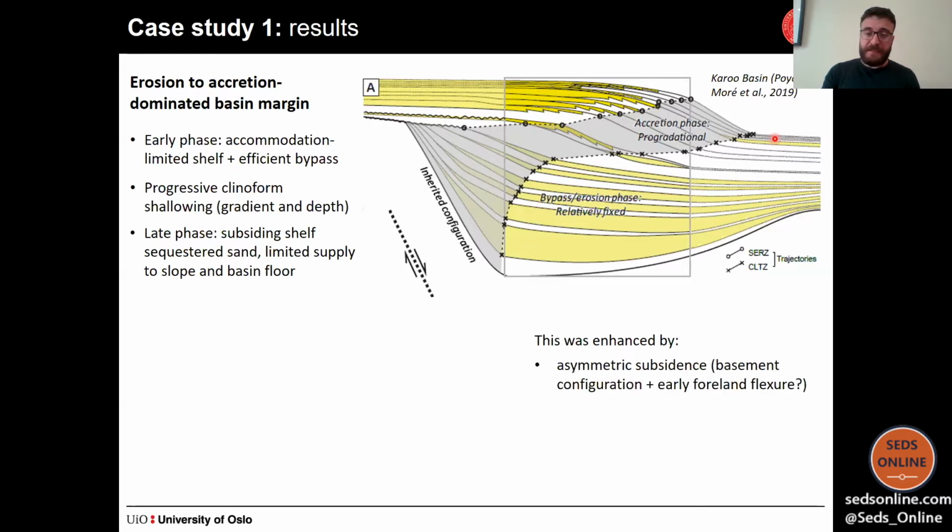And this was enhanced by this asymmetric subsidence. And the reason why we have this asymmetric subsidence is something that we still are not fully sure. It could be related to some basement configuration, or it could be related to some of the early foreland flexure of this retroarc foreland that was about to start forming.